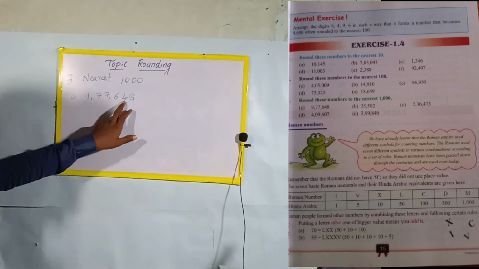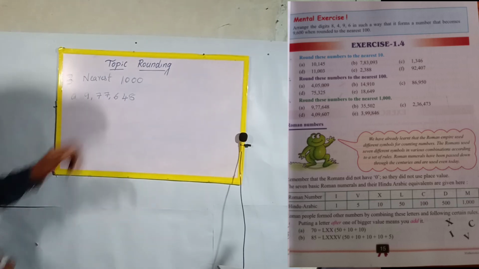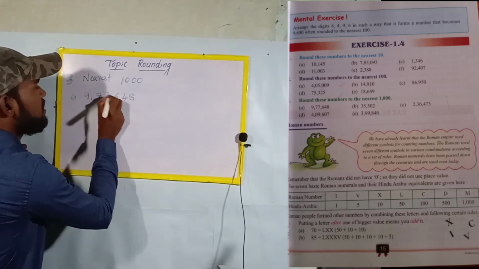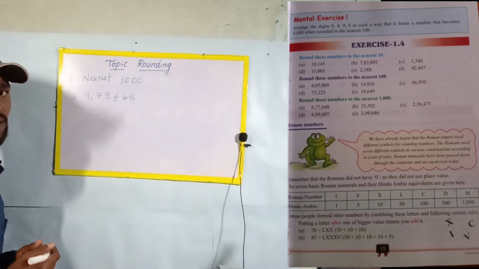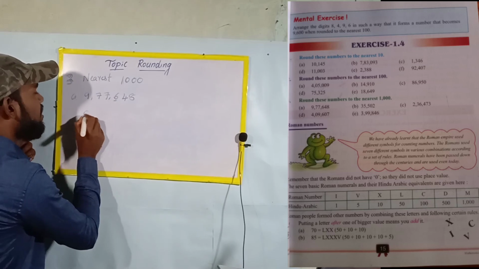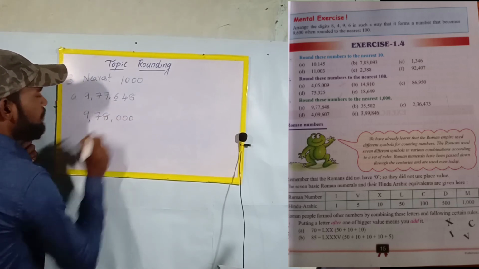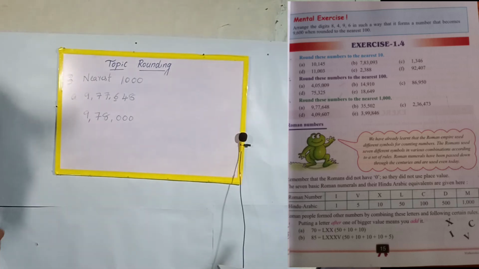Okay. Ones, tens, hundreds, thousands. Here 7,000 is given. So after 7,000, which number is there? 600. So 7,6 will move downwards. So that means 9,78,000. 9,78,000. This is our answer.